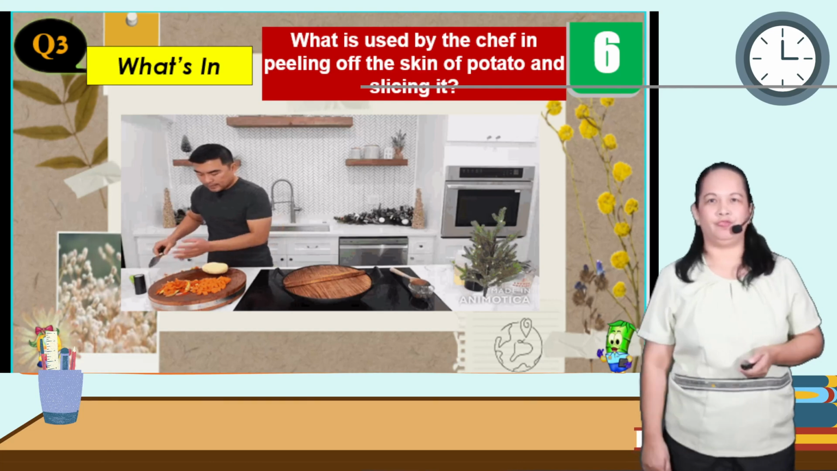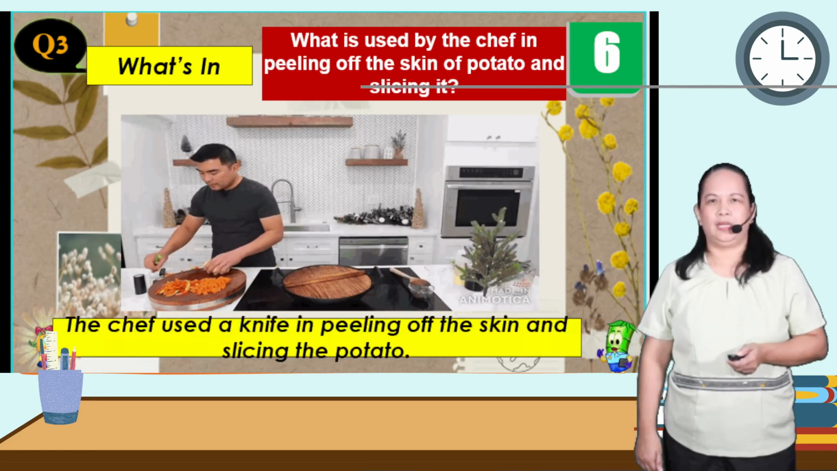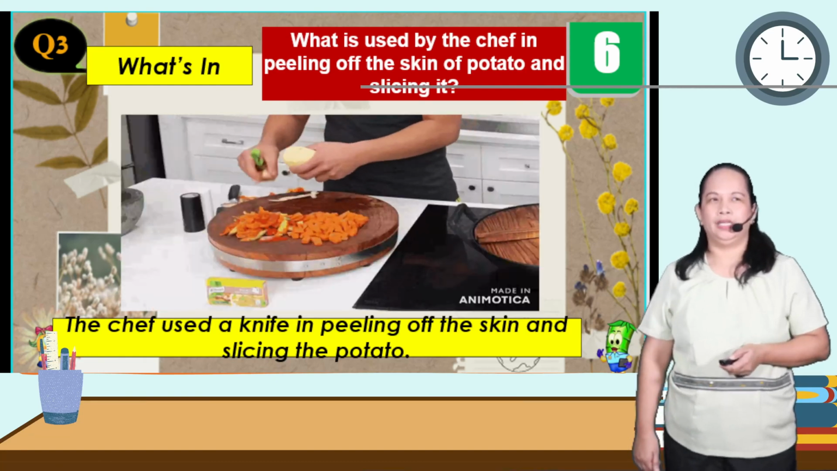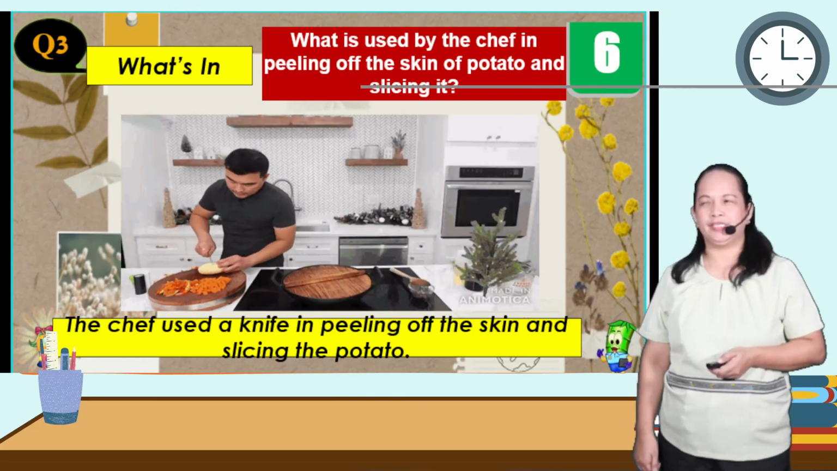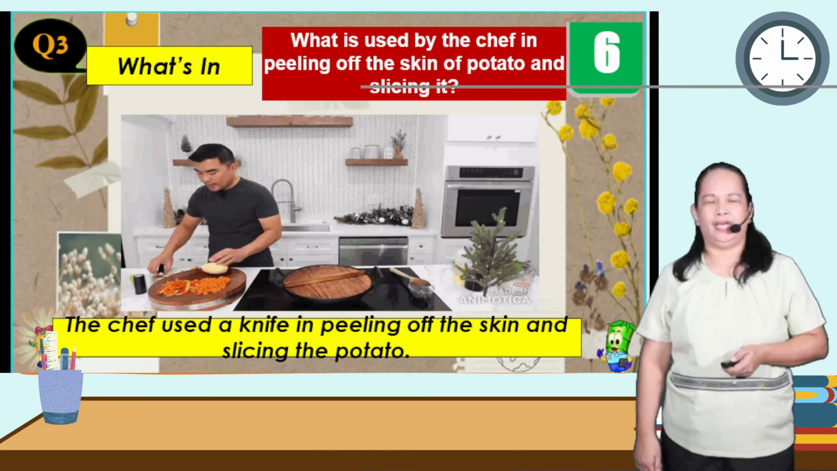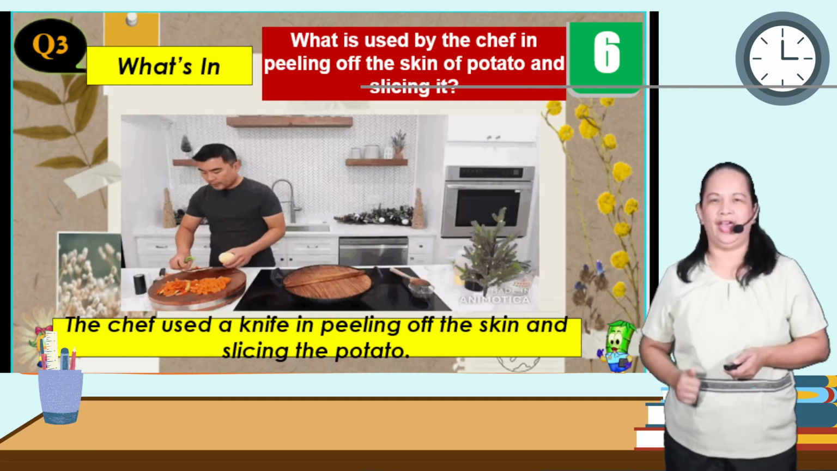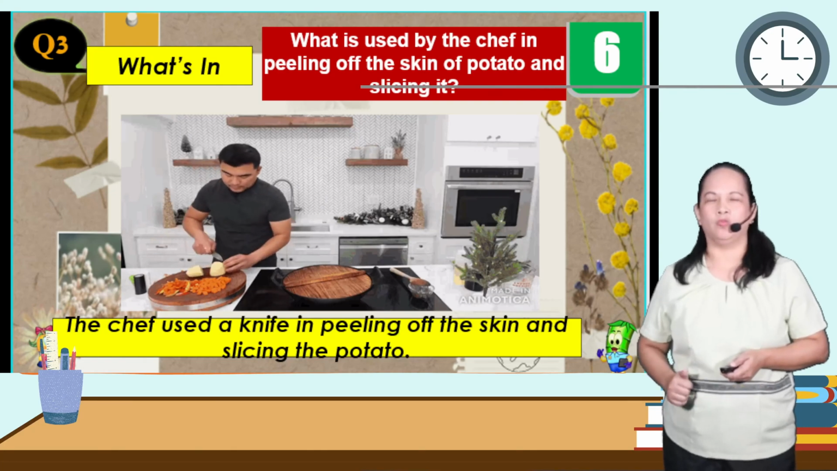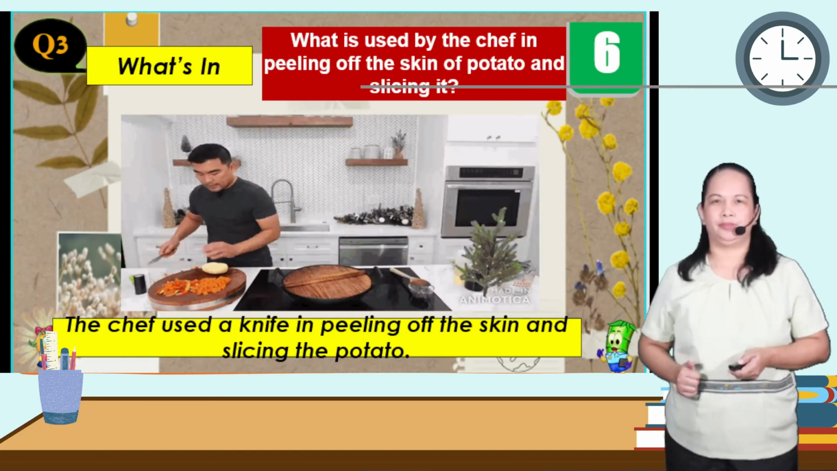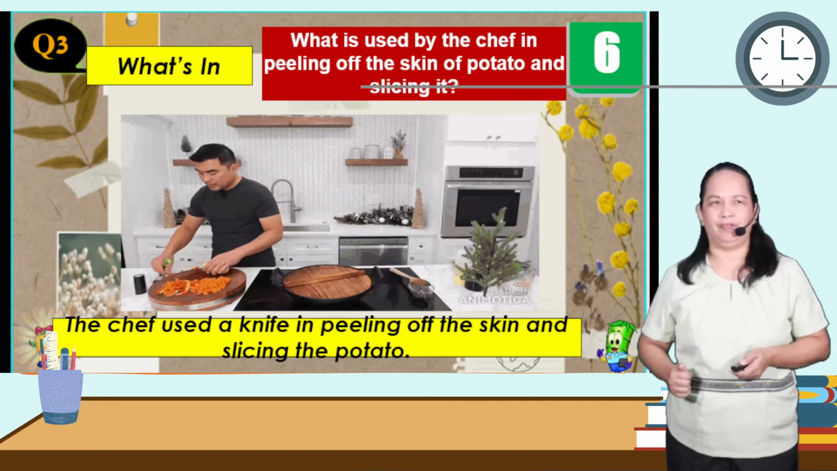What is used by the chef in peeling off the skin of potato and slicing it? Yes, the chef used a knife in peeling off the skin and slicing the potato. Now, I have a question to you, grade 6 learners. Do you help your parents in preparing and cooking food at home? Yes, very good, grade 6. I know that most of you are helping your parents in doing the household chores at home. Now, how are you going to handle the knife in preparing the food? Yes, very good, grade 6. You should handle with care. You should handle properly the knife to avoid accident.